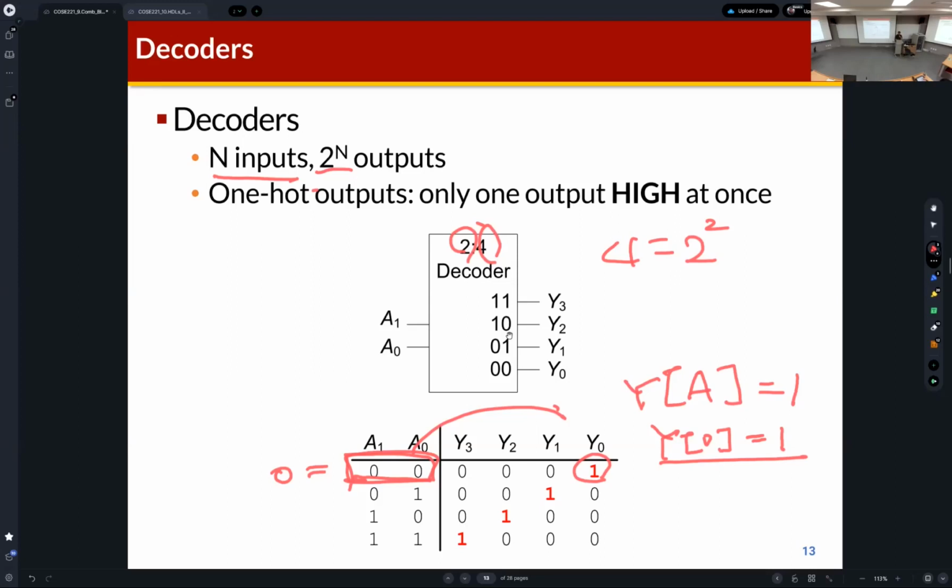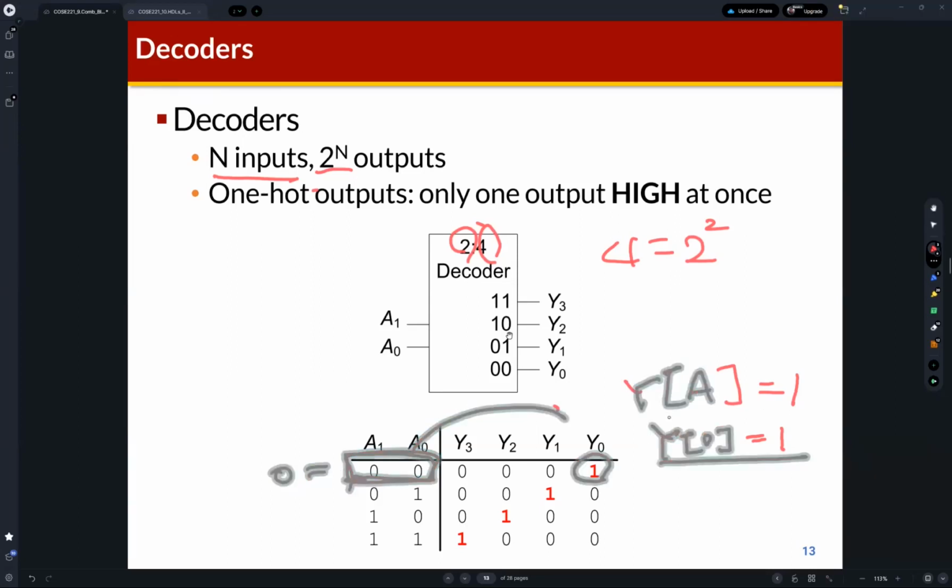Yeah, why do we use a decoder? Why do we learn about the decoder?